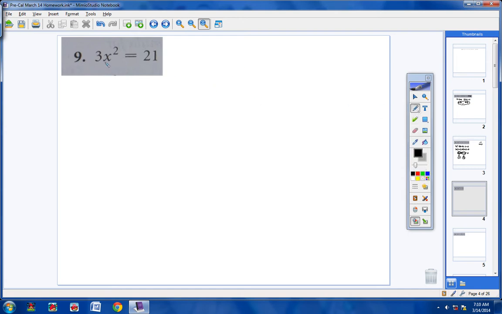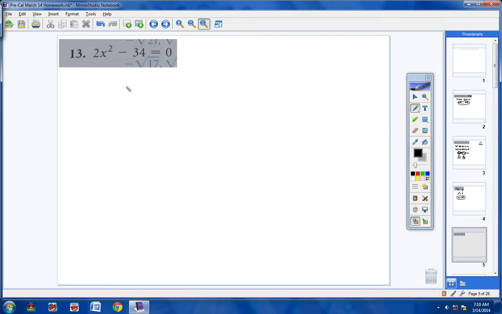When you only have an x squared and no other term, look students, I would just simply get the x squared by itself, divide both sides by 3, and you're left with x squared equals 7. Now take the square root of both sides. The square root of x squared is x, and the square root of 7 would be plus or minus the square root of 7. And that's it. There's really nothing else you can do except type that into your calculator and get a decimal answer, and we're not going to do that.